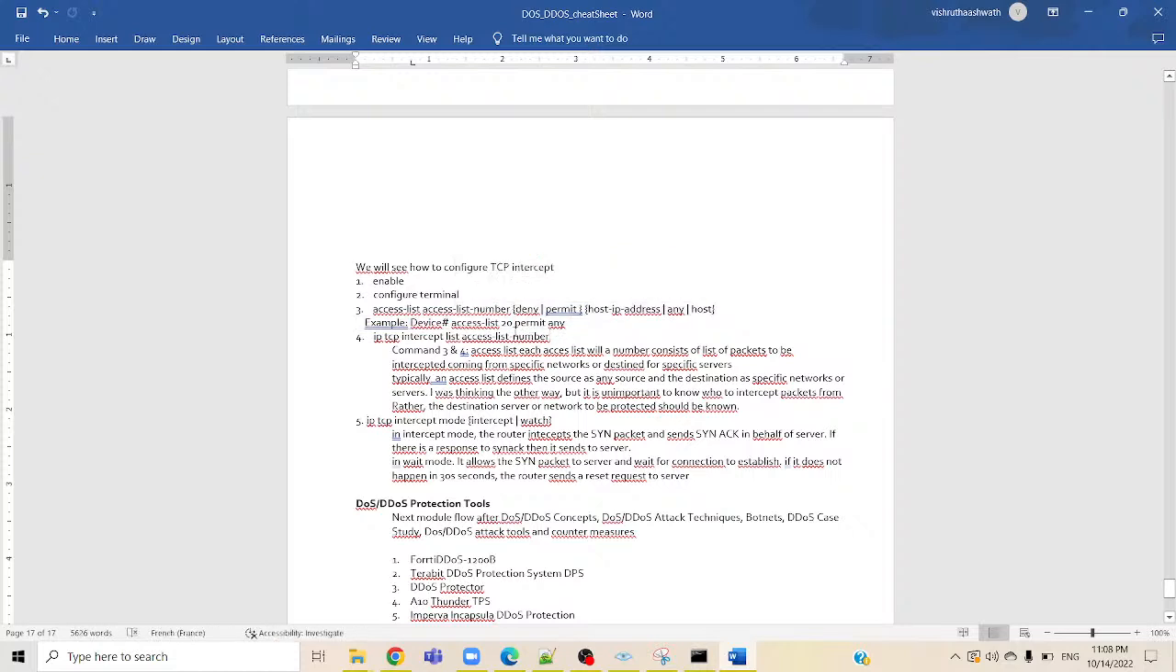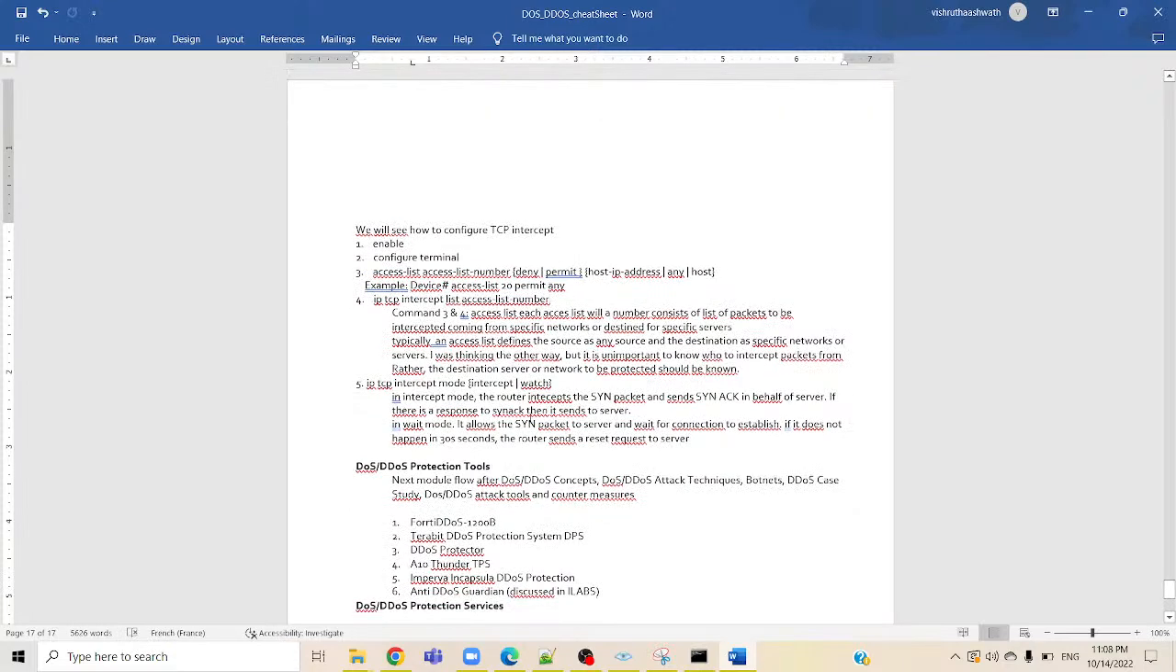So the access list number 20 will have a list of IP addresses that will be permitted. Then ip tcp intercept list followed by the access list number. The fifth command is ip tcp intercept mode, intercept or watch.